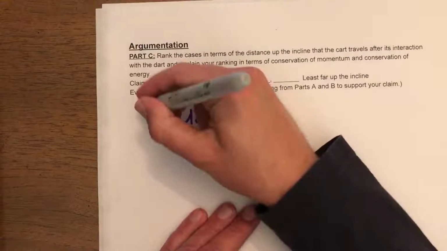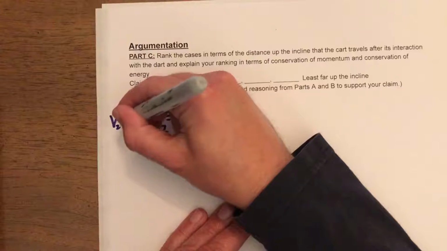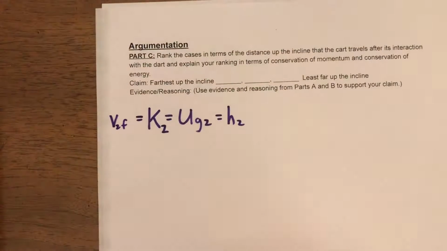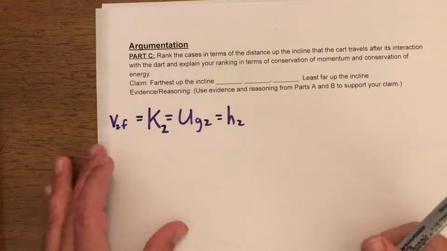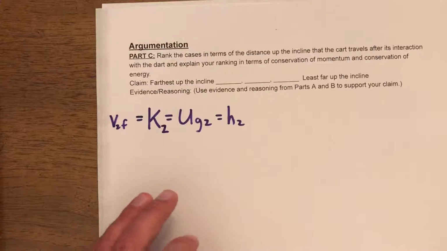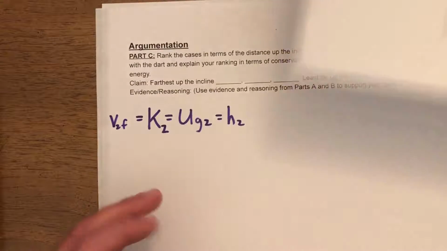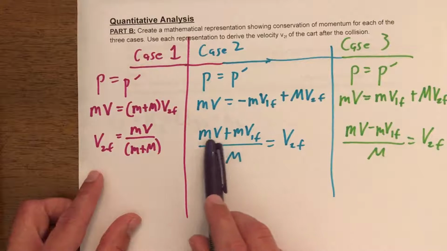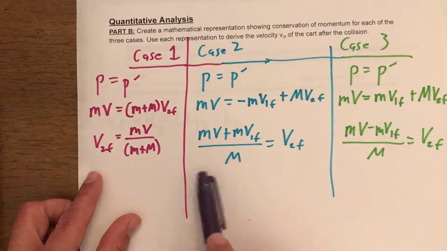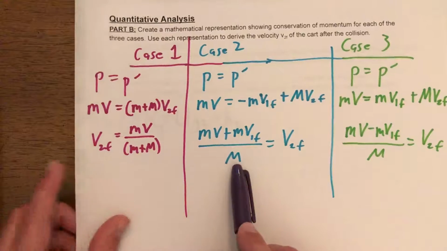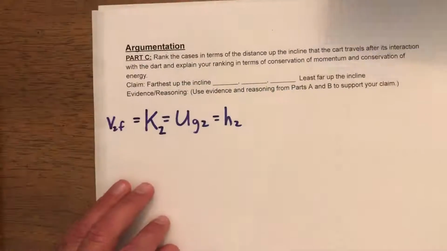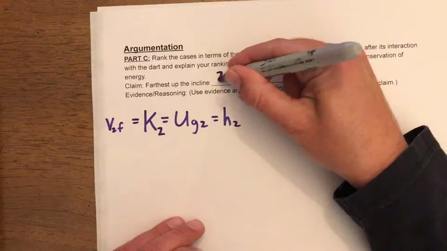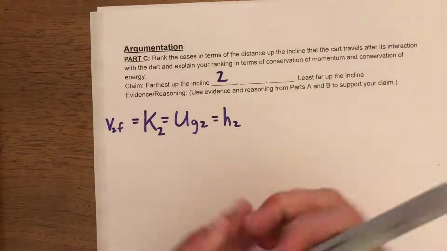Well, what determines their kinetic energies? That's the velocity of the cart, what they're calling V2F, so the velocity of the cart afterwards. So how are we going to rank that? Well, let's look at this. Which one of these is going to be the biggest? This one, because we're adding 2 terms up top, and we're dividing by the smallest amount of mass right there. So case 2 is going to be the furthest up the incline.